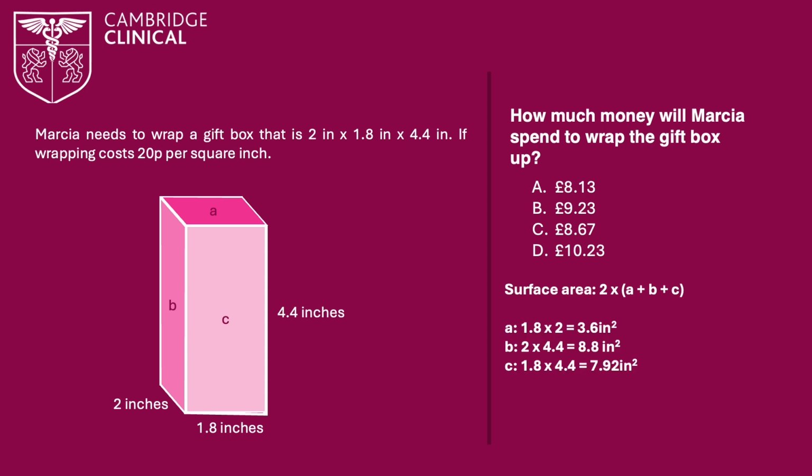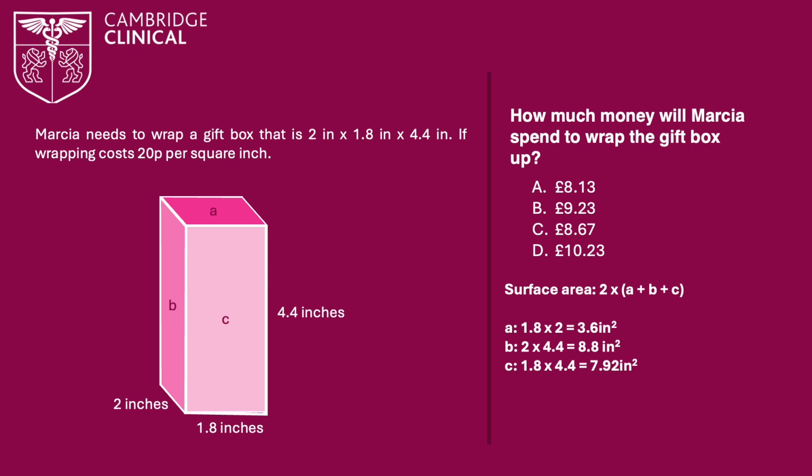Let's break that down. A is the top and bottom side. So 2 inches times 1.8 inches gives us 3.6 square inches. B is the 2 sides, which is 1.8 times 4.4, and that gives us 7.92 square inches. And finally, C is the front and back sides, which is 2 inches times 4.4 inches, and that gives us 8.8 square inches.